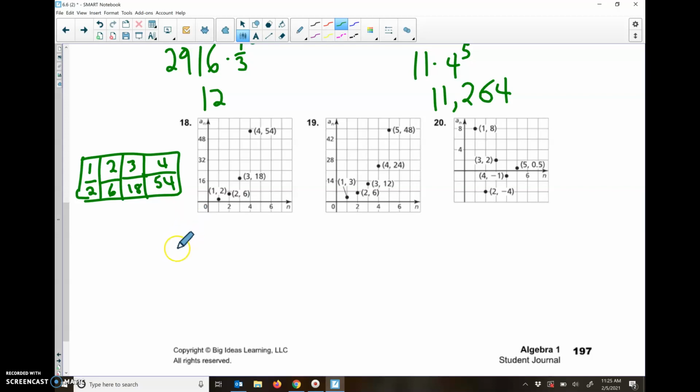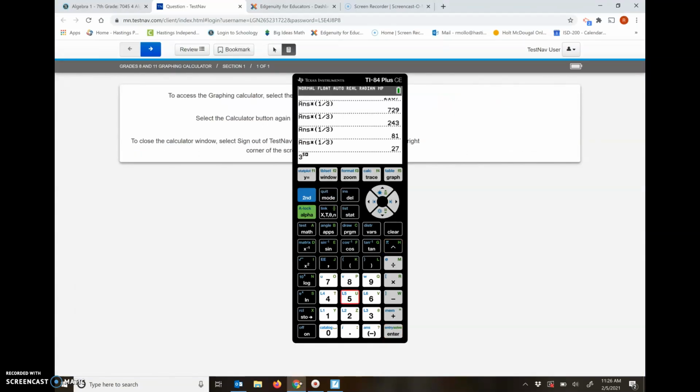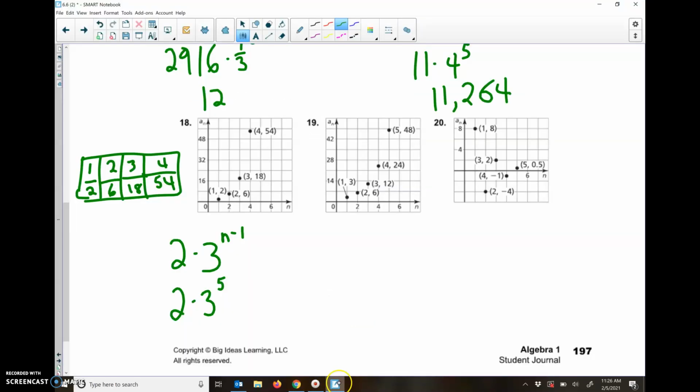So same thing, our first number is 2. I can see the pattern here a lot easier. 2 times 3 is 6. 6 times 3 is 18. 18 times 3 is 54. And then same thing, to the n minus 1. And same thing, we're still looking for that sixth term. So 3 to the fifth power times 2 gives me 486. So we're looking for that sixth number. It's going to be 486.